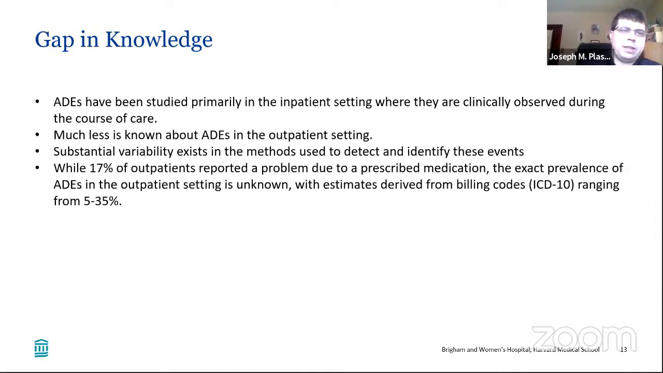So what's the gap in knowledge that we're looking at here? Well, one study found 6.5% of all hospitalized patients experienced an adverse drug event. However, compared with events occurring in the inpatient setting, much less is known about adverse drug events that occur in the outpatient or ambulatory setting. Substantial variability exists in the methods used to detect and identify these events, and the exact prevalence of adverse drug events in the outpatient setting is unknown, with estimates ranging from 5 to 35% annually.